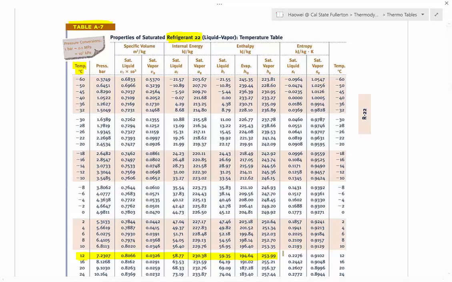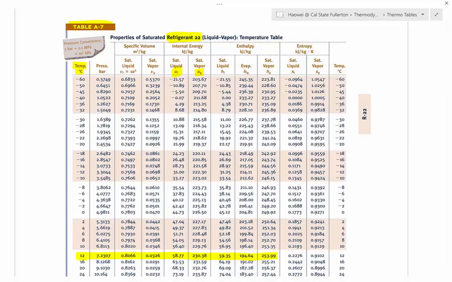Okay, so now for example, we know how to look for vf and vg. They are in column number 3 and column number 4. We've been practicing that. And then now if you move to the right, continuing from v, what do you see? In this column, you can find uf, specific internal energy of saturated liquid. And next to uf is ug, that's specific internal energy of saturated vapor.